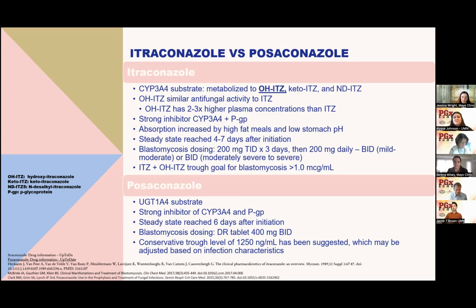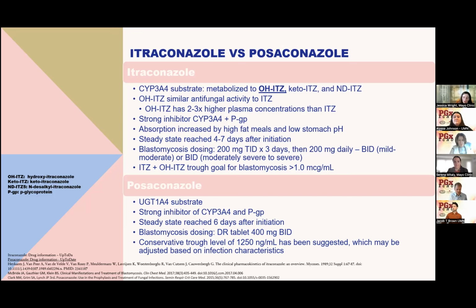And for our particular case, our patient has blastomycosis, so I wanted to really focus in on the specific dosing for the treatment of blastomycosis. And it's 200 milligrams 3 times a day for 3 days as a loading dose. And then it's 200 milligrams daily or BID, depending on how severe the infection is, from the mild to moderate range. But if the patient has moderately severe or severe blastomycosis, then it's twice a day. So just to clarify again, 200 milligrams twice a day for that severe type of infection.